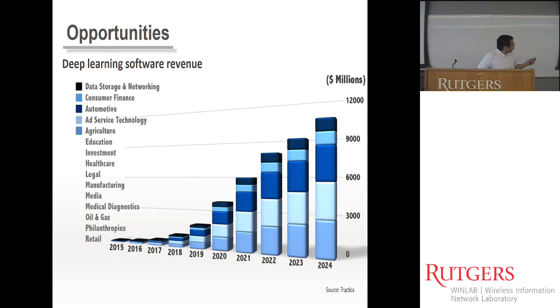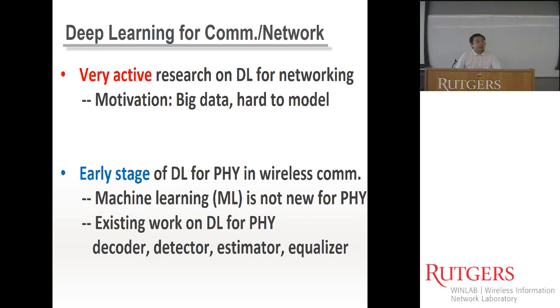From this figure, we can see that deep learning is already used in many domains. So how about communication and networking? From the research side, deep learning based exploration on networking is already very active, because right now we have a lot of data. Also, for those networking scenarios, in many cases it is very hard to model, so we can use the data-driven method to solve this problem.